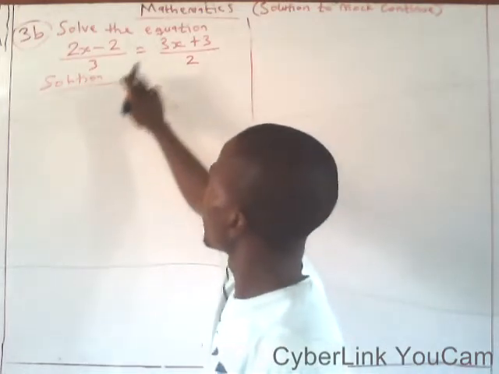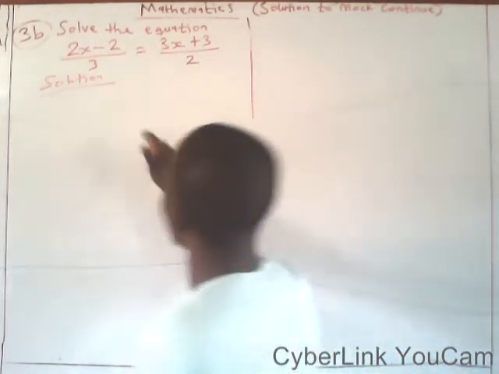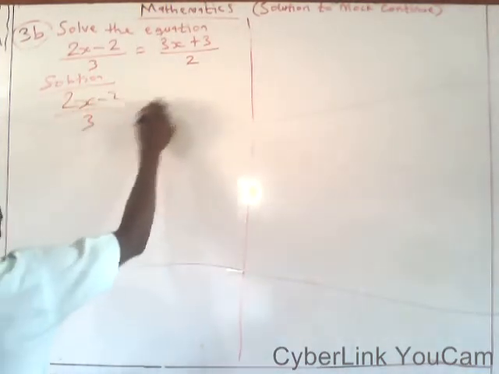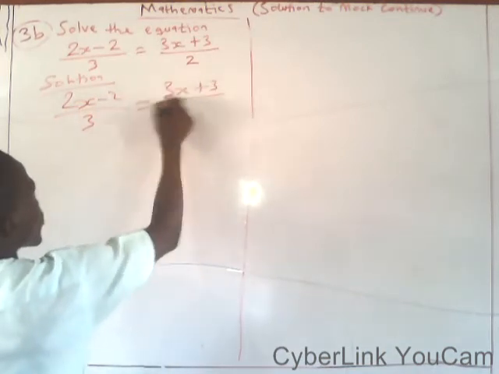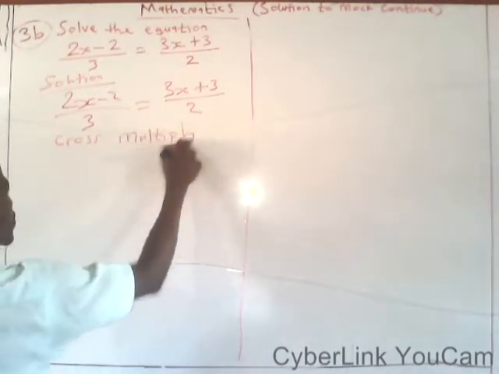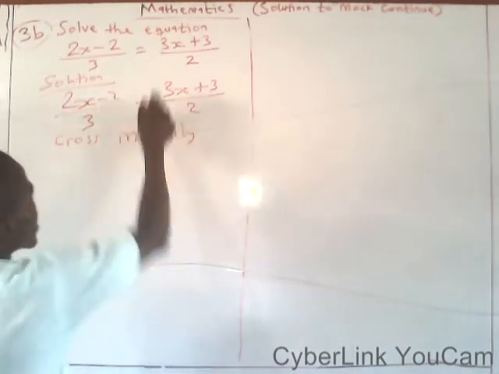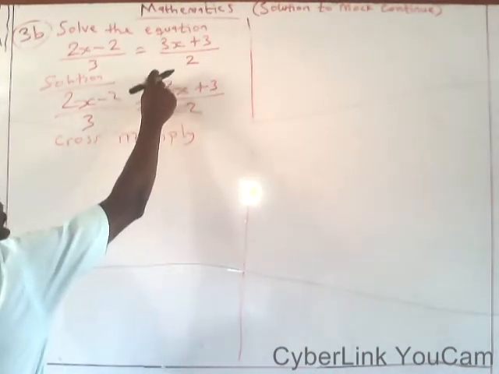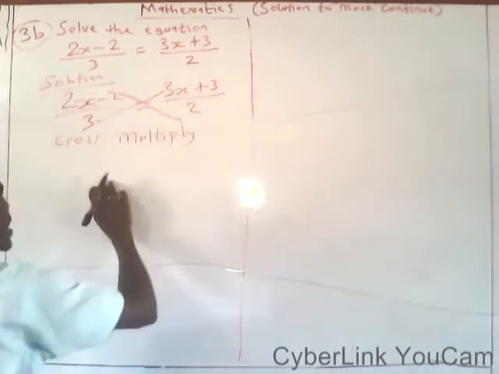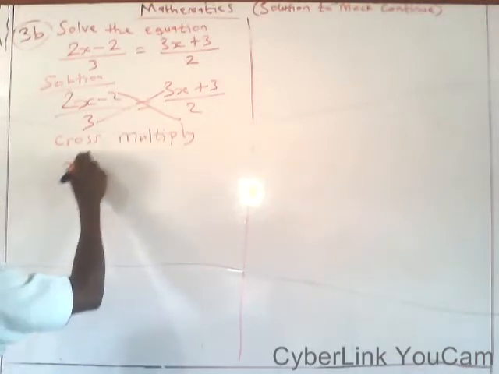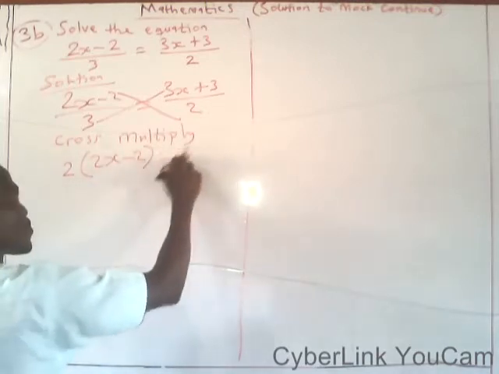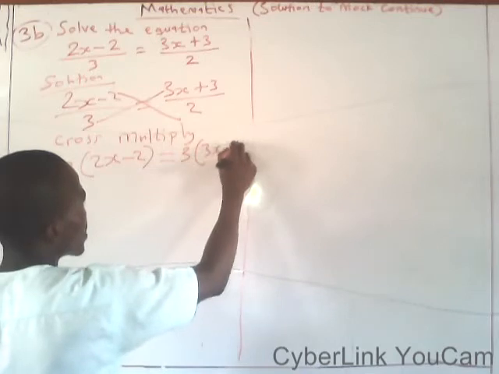We have (2x minus 2) over 3 is equal to (3x plus 3) over 2. Cross multiply. If you cross multiply, the element in the numerator here should multiply the denominator on the other side as well. Now we have 2 into bracket 2x minus 2, close bracket, is equal to 3 into bracket 3x plus 3, close the bracket.